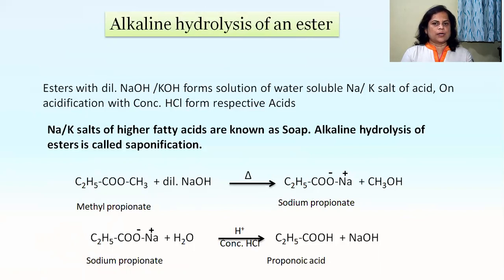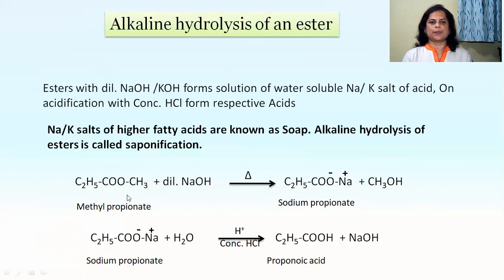Here, that's an important point in this alkaline hydrolysis of esters. The sodium or potassium salt of higher fatty acids are known as soaps. Means in this conversion, we get the sodium or potassium salt of the acid as an intermediate, and that method is called saponification. Means alkaline hydrolysis of ester is called saponification.